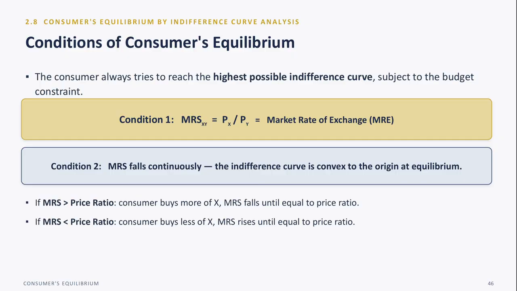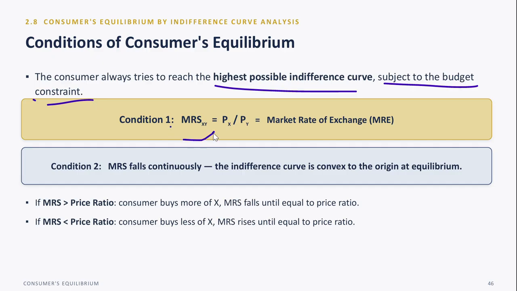So, conditions of consumer's equilibrium. The consumer always tries to reach the highest possible indifference curve subject to the budget constraint. Obviously, I told you that a rational consumer always tries to maximize his satisfaction with the limited income he has. Similar things are written over here as well. Let us see condition 1.